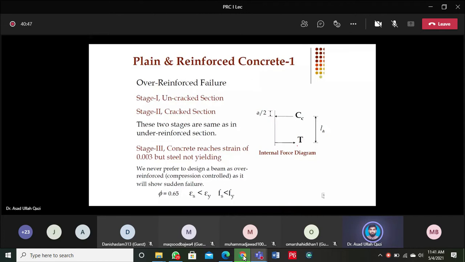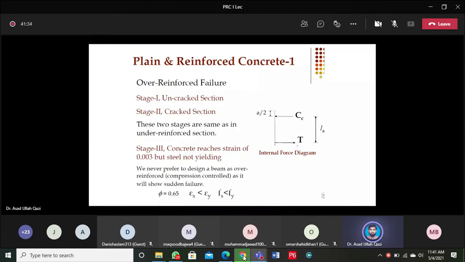So in over-reinforced failure, what will happen if we categorize the stages? Stage 1 will be just like any other reinforced concrete cross section. In stage 1 the section will be uncracked. T will be equal to C, and T will be given by steel as well as concrete. Although the concrete contribution will be small, since the section is uncracked, the tensile strength will be contributed by both steel and concrete.